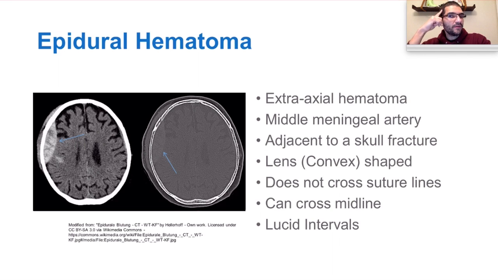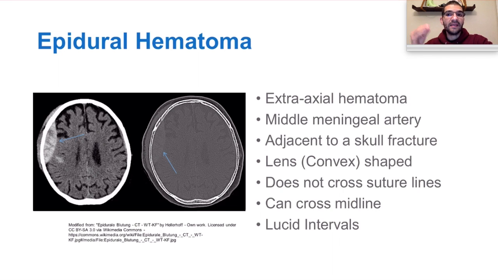Okay, a sort of weak spot that often gets injured, and the middle meningeal artery runs right in this region, obviously under the skull. Therefore, you see an epidural hematoma adjacent to a skull fracture, and it forms this sort of lens convex shape. This is where the concept of the sutures is important. As you can see in this image, we are pointing to an epidural hematoma, pointed by this blue arrow, and you can see that it stops anteriorly at the coronal suture and posteriorly, probably around the lambdoid suture.